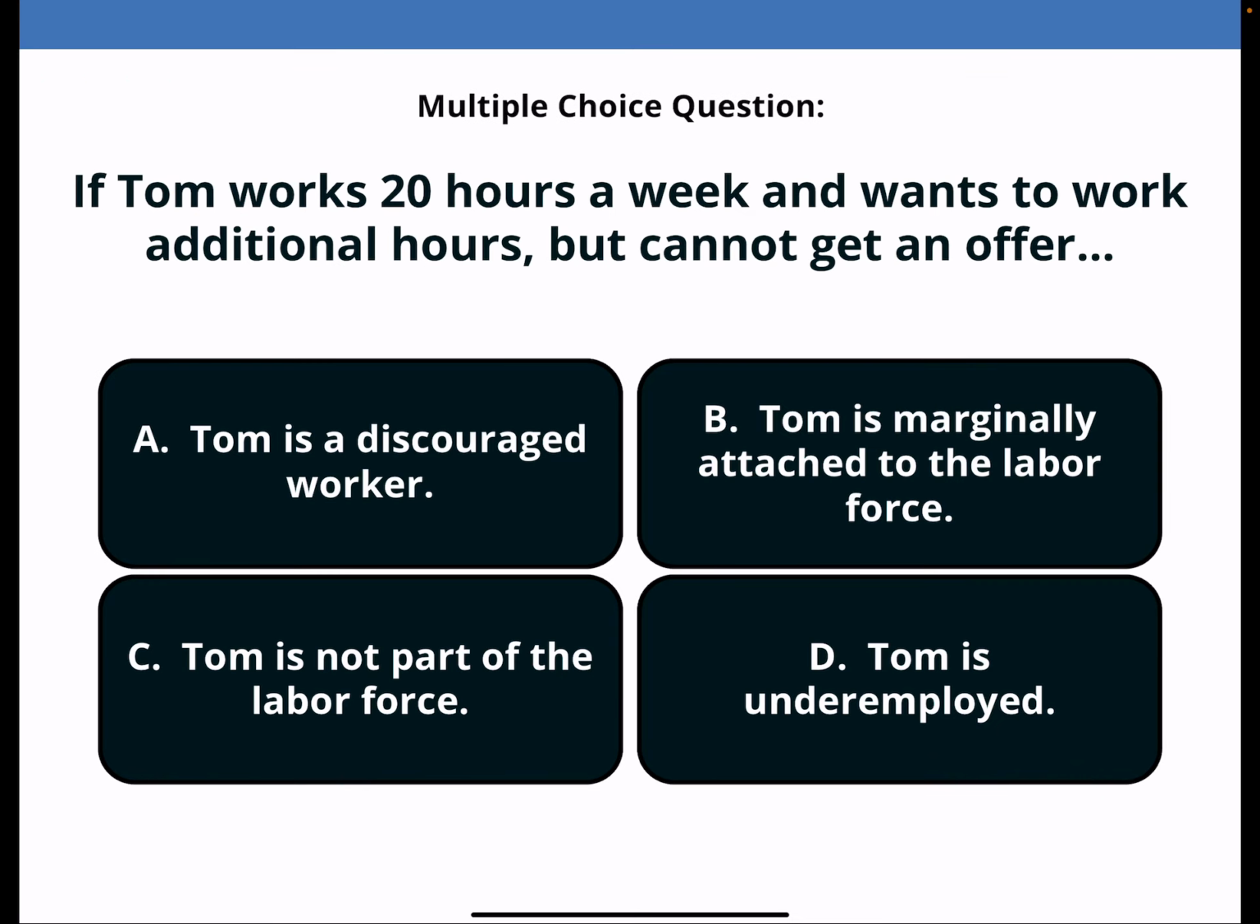Okay, one more. Tom works 20 hours a week and wants to work additional hours, but cannot get an offer. What is Tom? A, Tom is a discouraged worker. Incorrect. A discouraged worker is not working and they are not looking for work, and it's been at least a year since they have. B, Tom is marginally attached to the labor force. Also incorrect. Marginally attached, you are not working and you've looked for work, but it's been more than 4 weeks, less than a year.